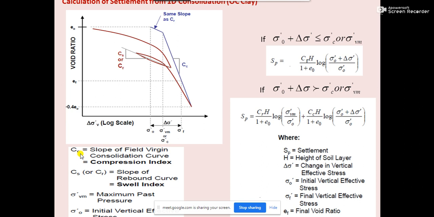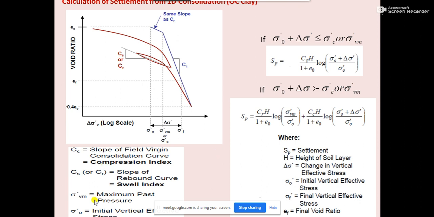See, Cc we already understand. Cc is the compression index. We know the compression index is the slope of this curve. So this curve, you see, finally it is coming like this. At the end, if you draw a tangent, you can easily calculate the value of Cc.